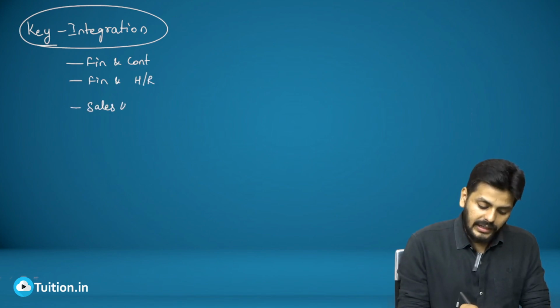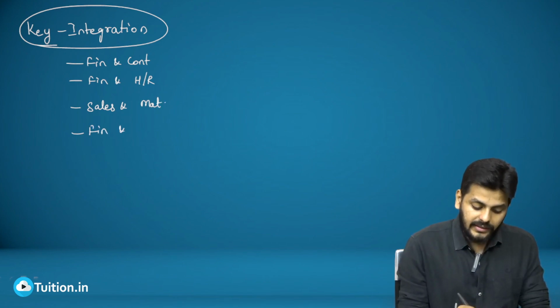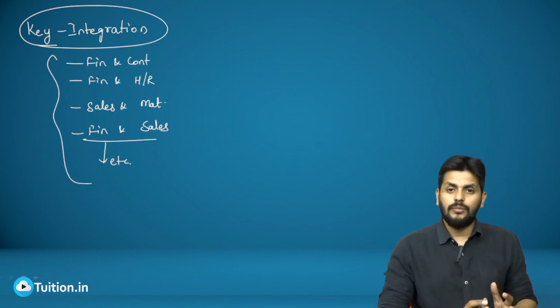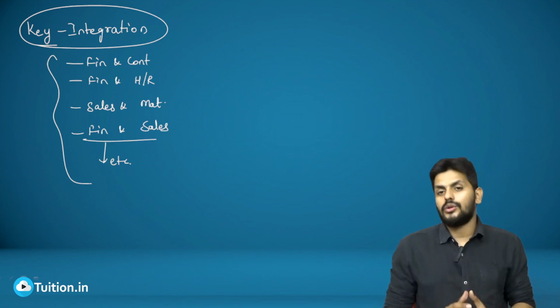Sales and material management are connected. Finance and sales are connected. So I'm saying, like this, there are a lot of integration points. Which module is connected to what?